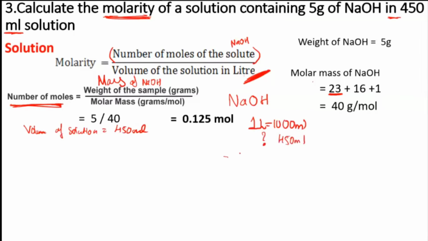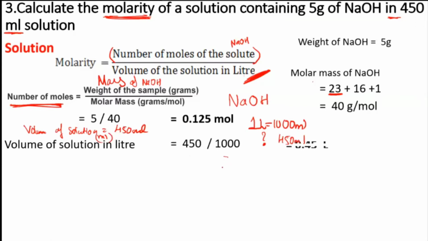So you need to cross multiply: 450 divided by 1000. I've done it here; you can see we have done this in liter. Before, we just wrote it in ml. If they give you directly in liter, direct substitution, no need to convert. Since it is given in ml, we need to have a conversion. So it will be 0.45 liter.